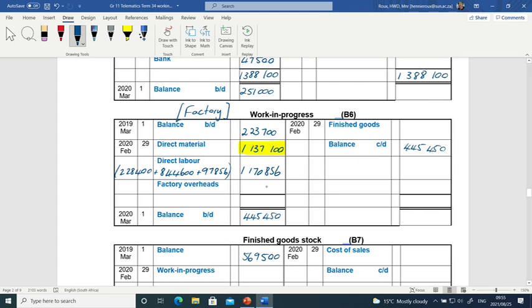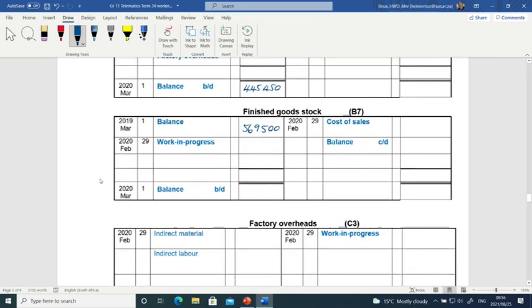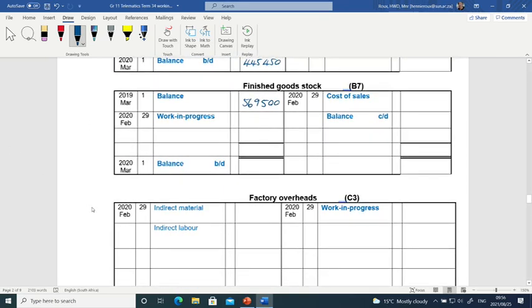Now for factory overheads, we can't complete this without the factory overheads, but this is an account that we have to do. So if we go down to the factory overheads, we see we start with indirect material. Yes, they did give us information. If you remember correctly, they did give us the opening balance of the indirect material, 9,800.